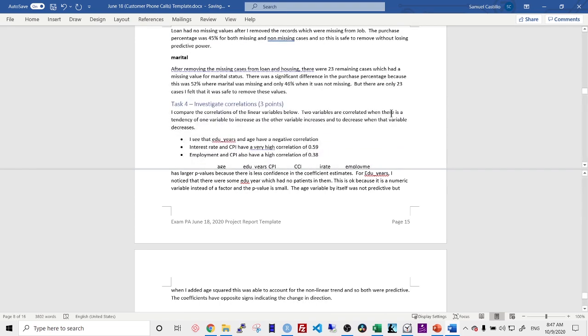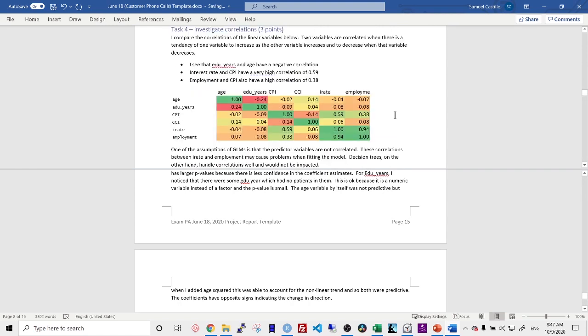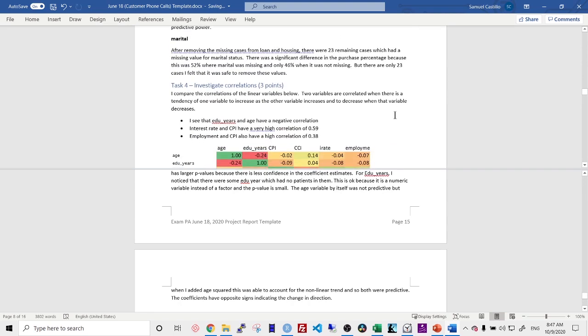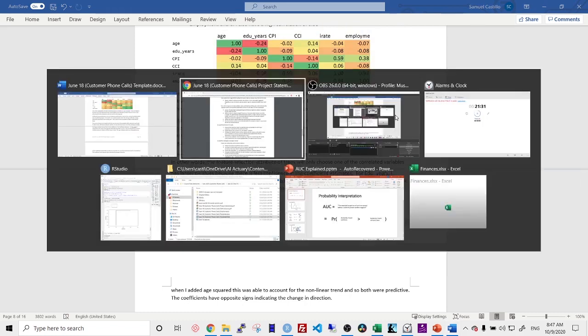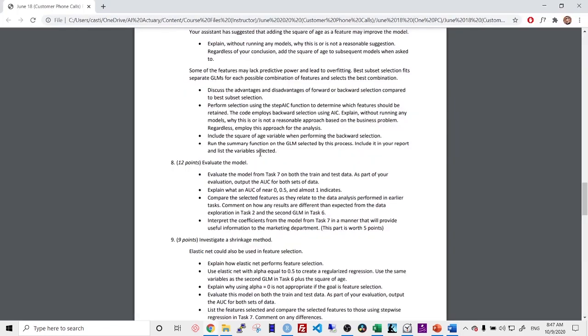And then I did the missing value analysis, and I also looked at the correlations, but that was in later tasks. This is just asking you to compare the selected features as they relate to the data analysis performed in earlier tasks. Comment on how any results are different than expected from data exploration task 2 in the second GLM in task 6. And then interpret the coefficients from model 7 in a manner that will provide useful information to the marketing department. This part is worth 5 points.